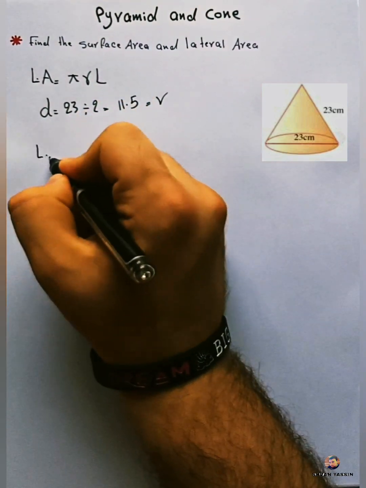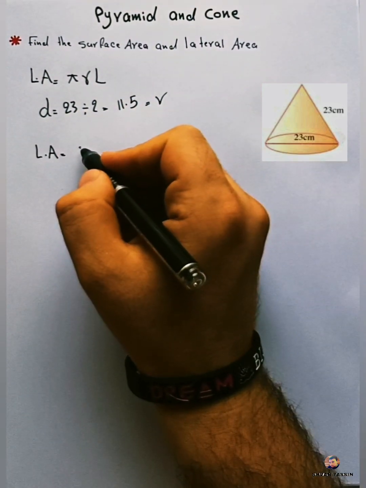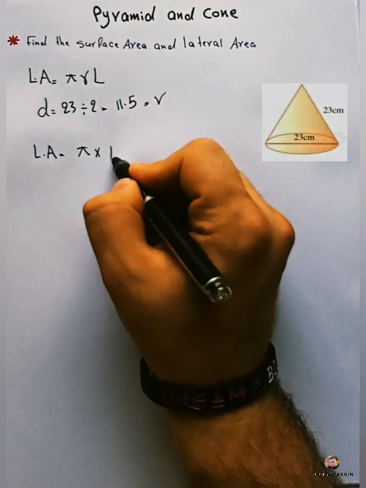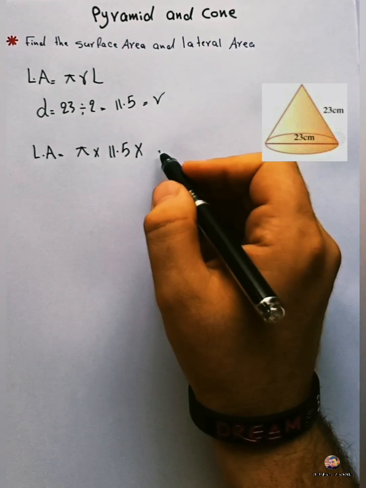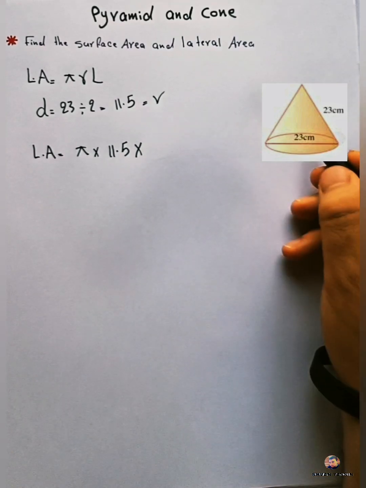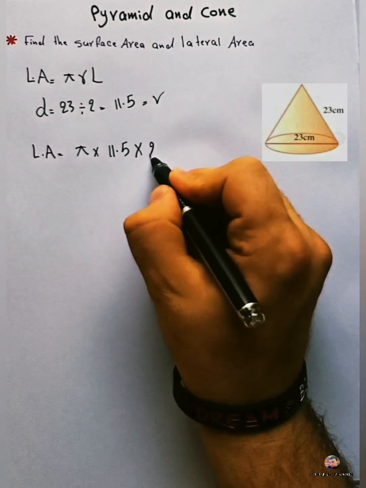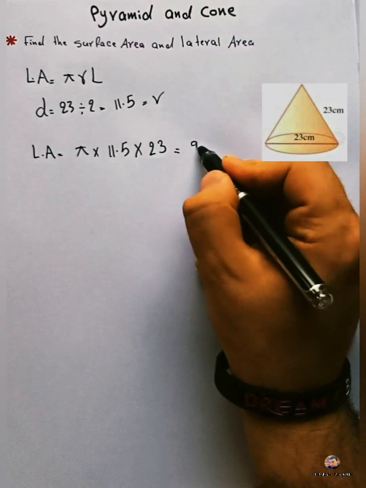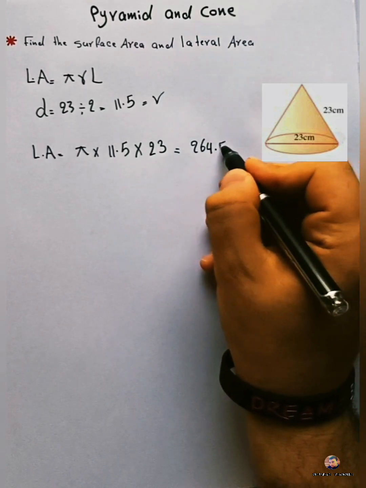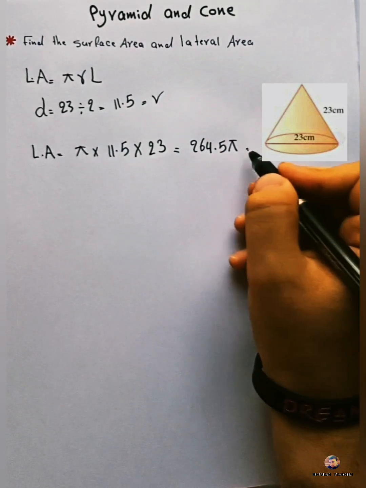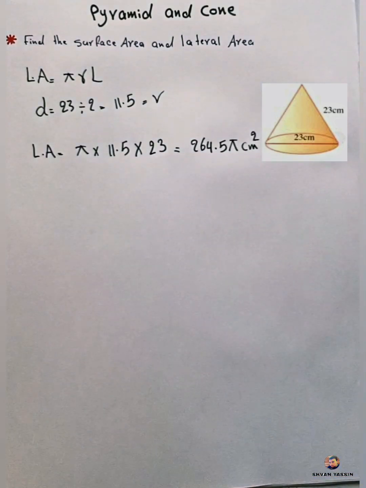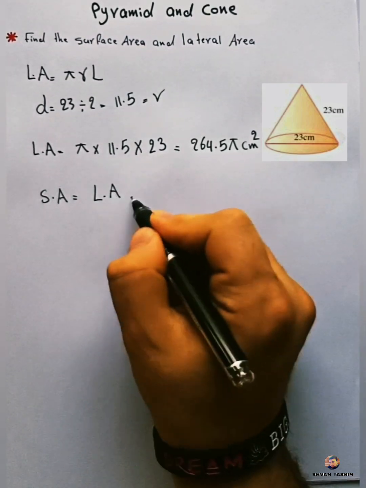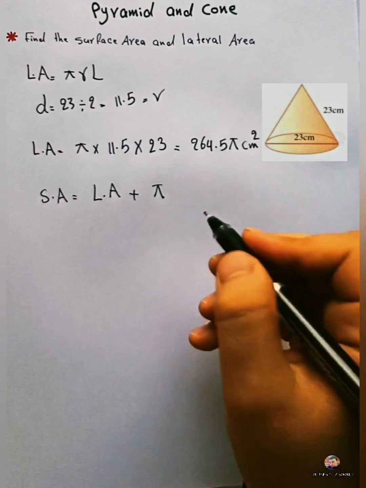So the lateral area equal to pi multiplied by the radius, which is 11.5, and then multiplied by the slant height, which is 23, and then we multiply all numbers, we will get 264.5 pi centimeter square. After that, the surface area, the rule is the lateral area plus the area of the base.